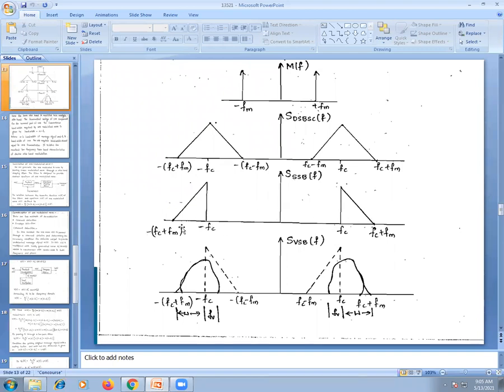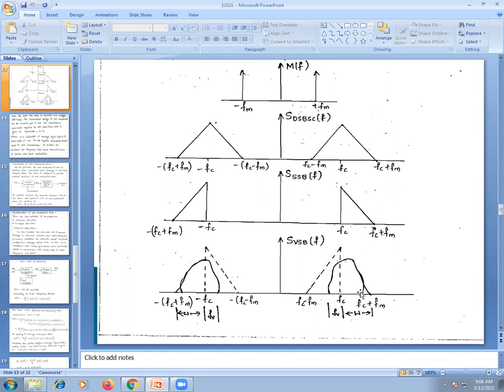Which sideband is retained in the third one? The upper sideband is retained, from fc to fc plus fm, or minus fc minus fm to minus fc. And now see the fourth waveform. The dotted line is the lower sideband. Some portion of the lower sideband is retained, where the solid line is there. That is known as the vestigial part.